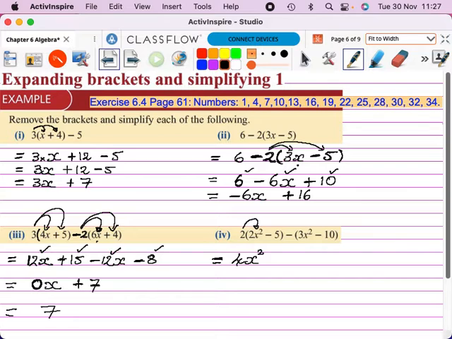Now, the next thing is the minus 5 is inside that bracket, which means we have to multiply that minus 5 by a 2. What's 2 lots of minus 5? Well, is it going to be a negative or a positive? It's going to be a negative. And what's the value of that number going to be? Yes, it's going to be 10. And then we finish the first bracket.